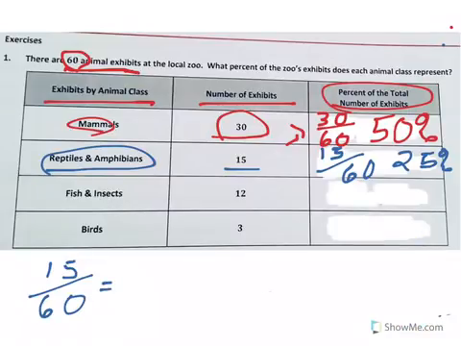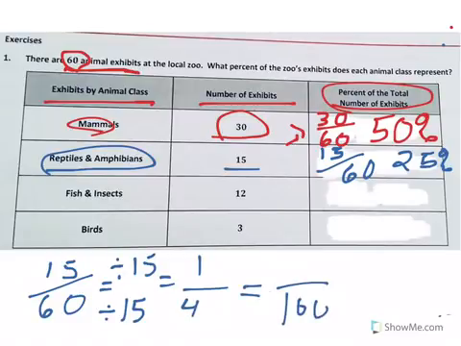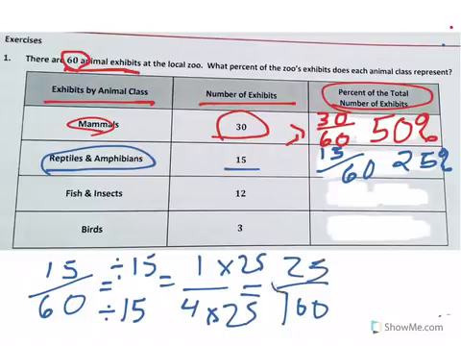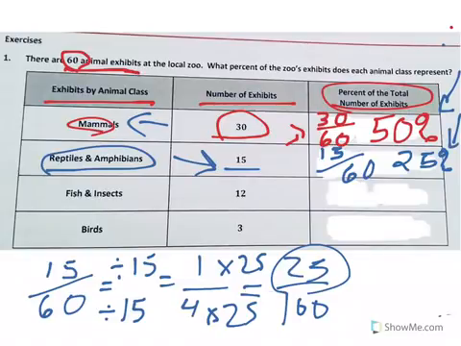So you can actually do the division. You could also simplify this and say, okay, 15 divided by 15 gives me 1. 60 divided by 15 gives me 4. 1/4. If I wanted to make that into 100, I'd have to multiply by 25. That gives me 25 hundredths, 25%. The other way you could do it is you could say, well, I know for the mammals, there were 30 of them, and that was 50%. For the reptiles, there's 15, which is half of 30, so my answer should be half of 50, which is 25%.